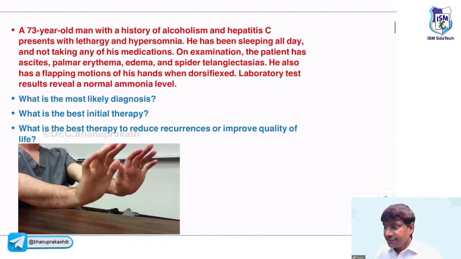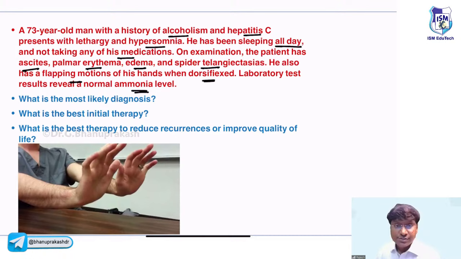So yes, please see this question. A 73-year-old man with history of alcoholism and hepatitis C presents with lethargy and hypersomnia. He has been sleeping all day and not taking any of his medication. On examination, the patient has ascites, palmar erythema, spider telangiectasia, and he also has flapping tremors of his hands when dorsiflexed. Laboratory tests reveal normal ammonia levels, right? What is the most likely diagnosis in this patient? And what is the best initial therapy? What is the best therapy to reduce the recurrence or improve the quality of life?